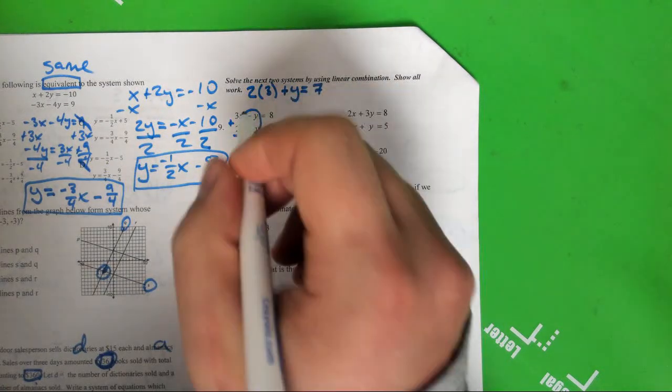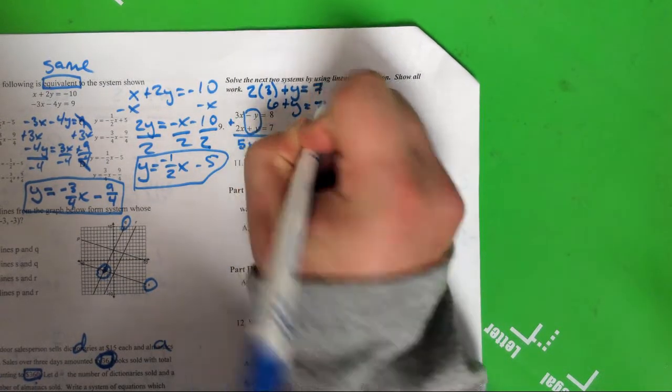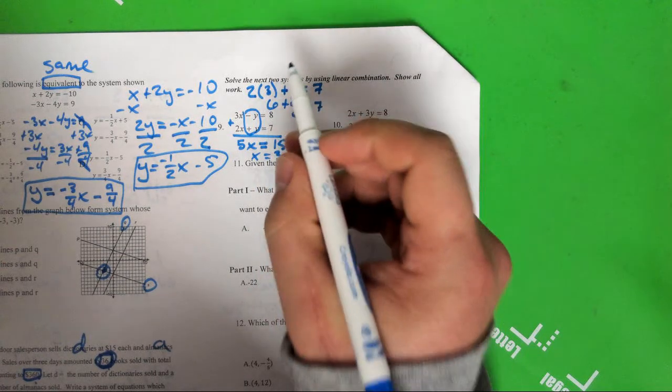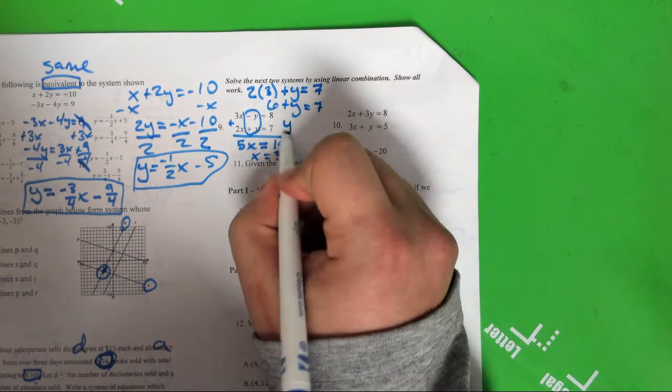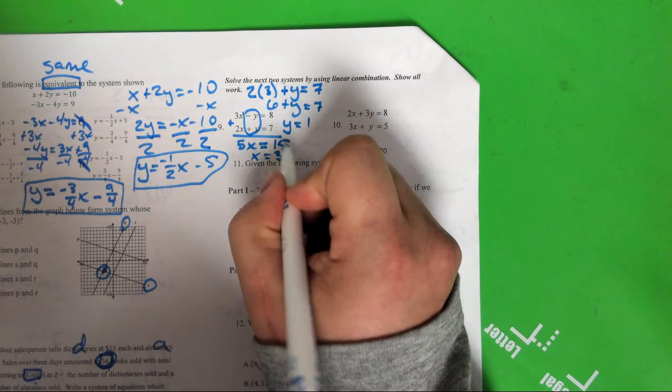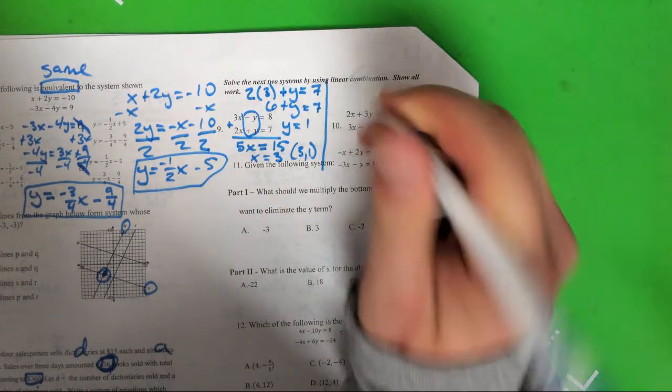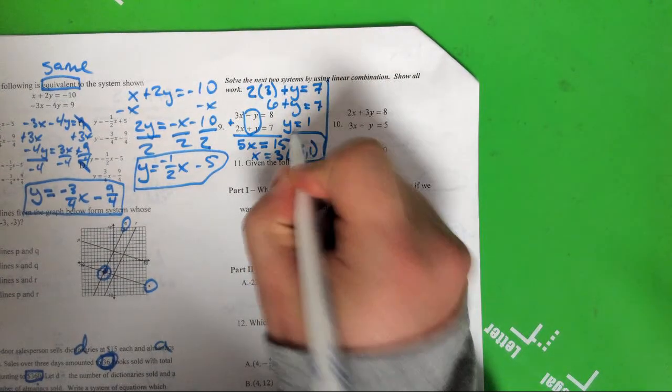2 times 3 is 6, plus y equals 7. Now 6 plus what equals 7? Well, 6 plus 1 would equal 7, so y has to be 1. So this one right here, we've got the solution (3, 1). That would be my solution for this one right here.